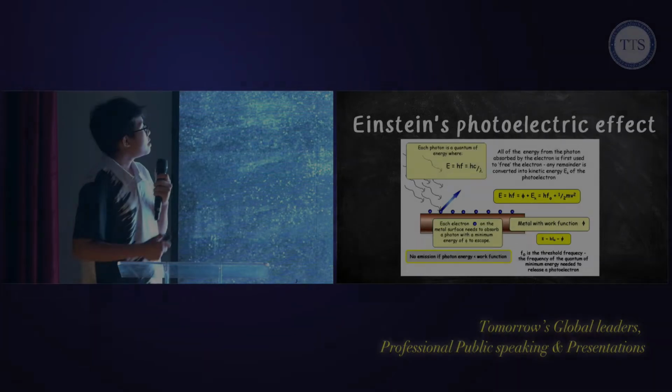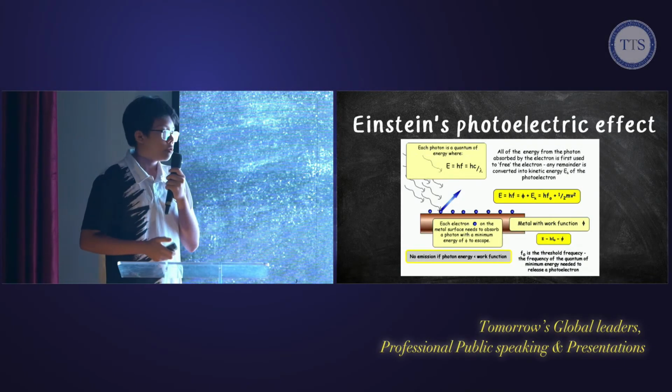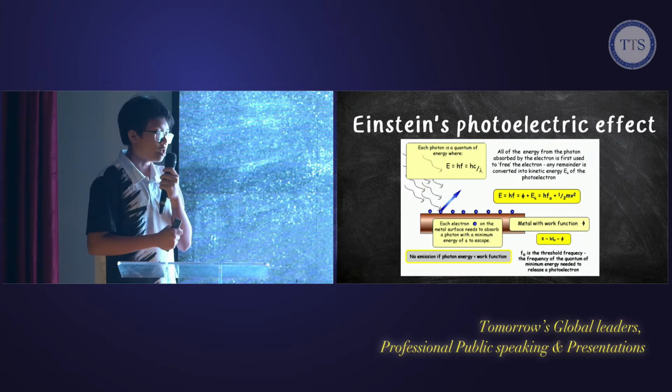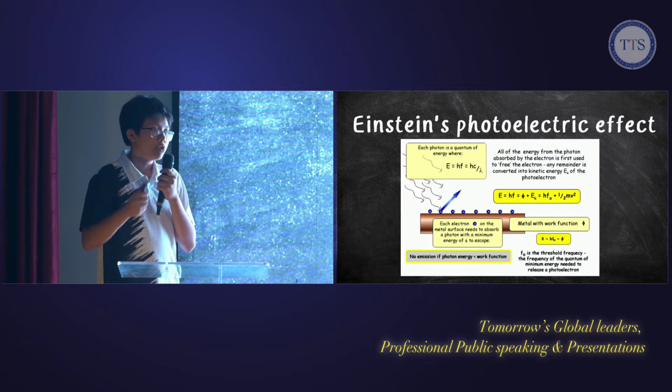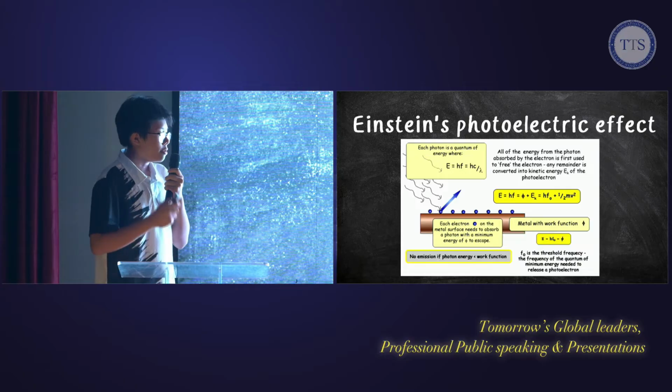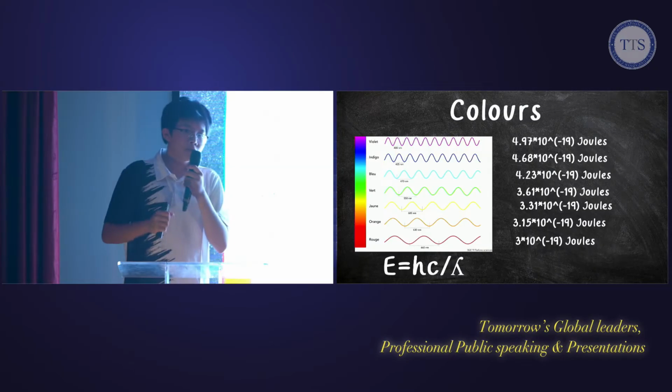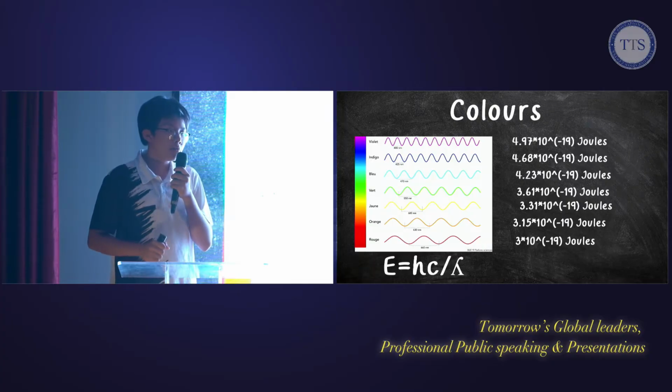Here's Einstein's photoelectric effect, where if sunlight heats up a metal plate, electrons will absorb the photons and the metal plate will release them as photoelectrons. The rest of the photoelectric energy is converted into kinetic energy. Solar panels do not absorb all color wavelengths.